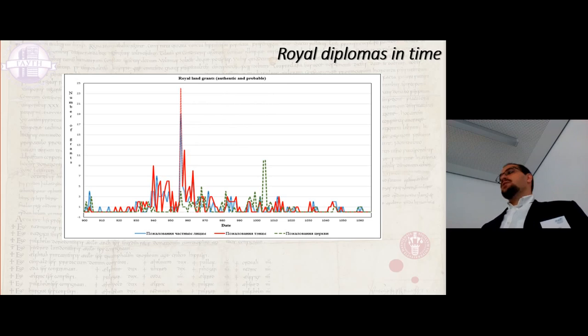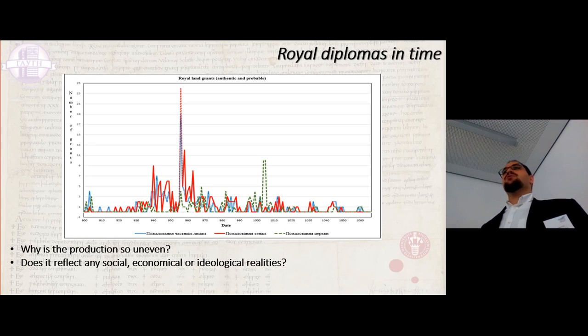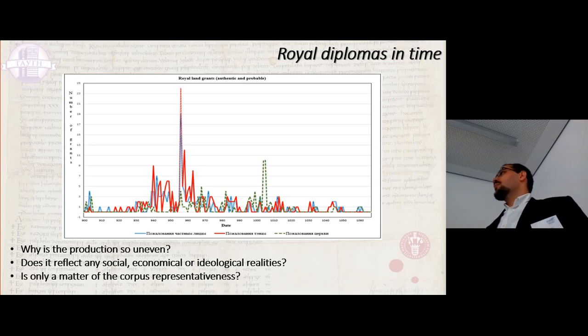And I have too many questions. I don't have the answers. For example, why is it so? Does it reflect the inner politics of the court? Does it reflect the social realities? Is it economy? Why? Then the major question, of course, is whether our corpus is representative or not.